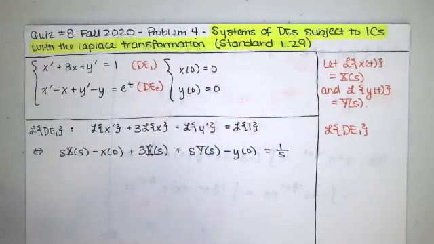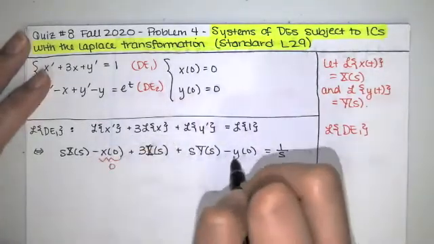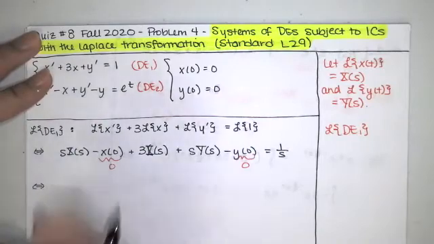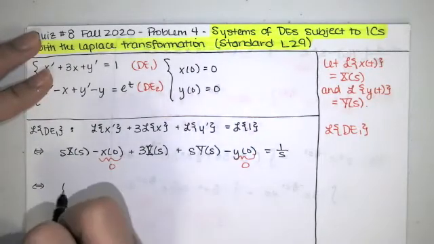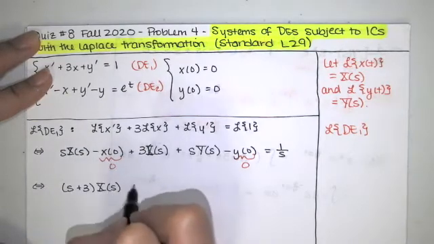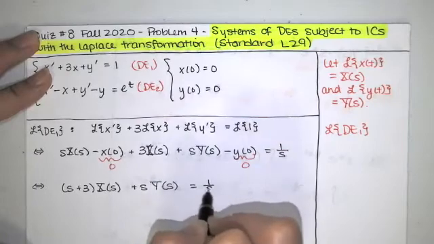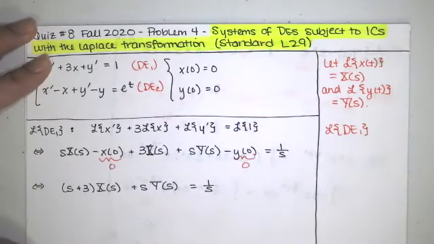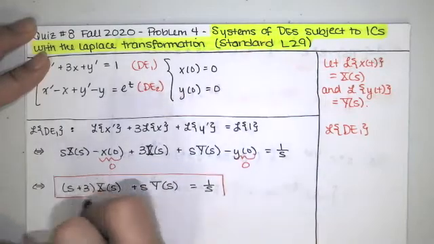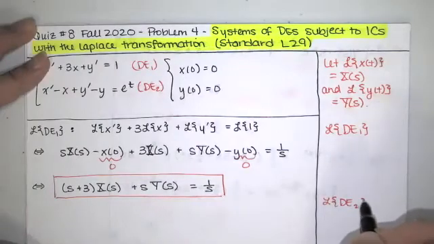Now, our initial conditions told us that x of 0 is equal to 0 and y of 0 is equal to 0. So if I'm trying to write this as a function of s times X, plus a function of s times Y, equals a function of s, I just have to factor out that X of s from these two terms, and I get this. Okay, now let's do the same thing with the second differential equation.